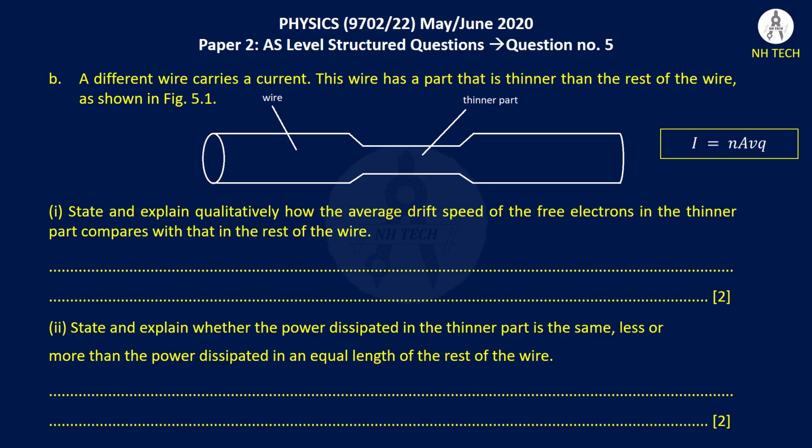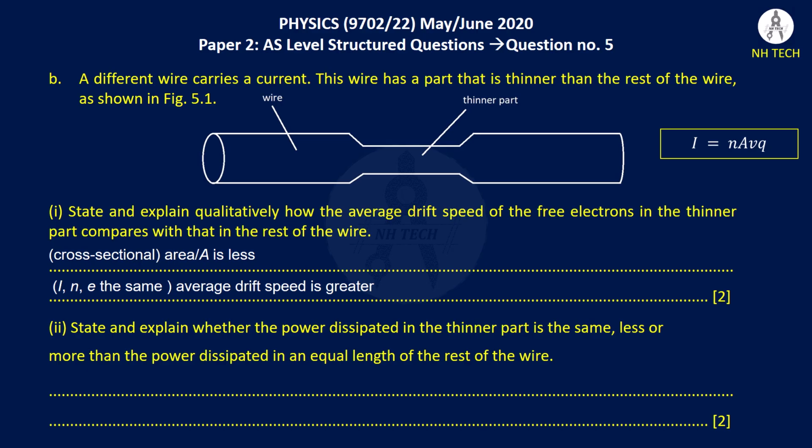To solve this, recall the formula of current. I is equal to nAvQ. As area in the thinner part is small, according to the formula, other quantities such as n, v and Q are constant, so average drift speed in the thinner part is greater.